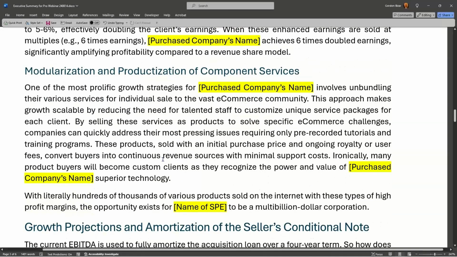Modularization and productization of component services. Now, we already alluded to it before in the highlights of the transaction, but one of the most prolific growth strategies for this purchased company involves unbundling, which they never thought of before we came there, their various services for individual sale to the vast e-commerce community. This approach makes growth scalable by reducing the need for talented staff to customize unique service packages for each client. By selling these services as products to solve specific e-commerce challenges, companies can quickly address their most pressing issue, requiring only pre-recorded tutorials and training programs.